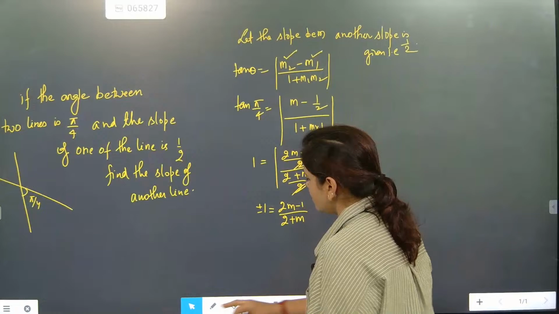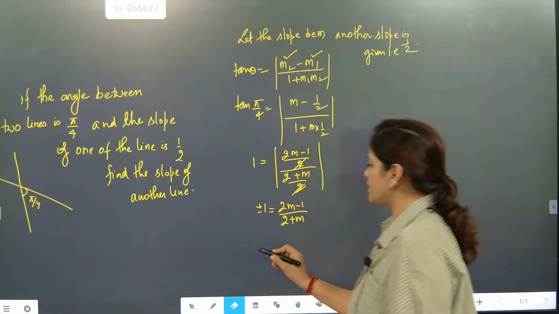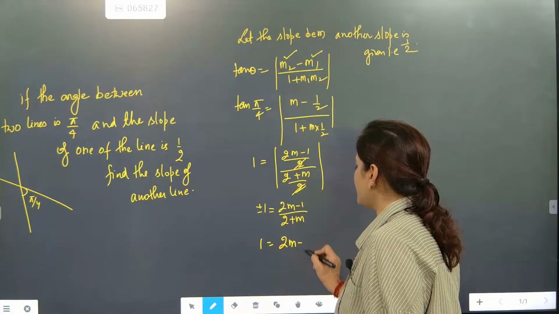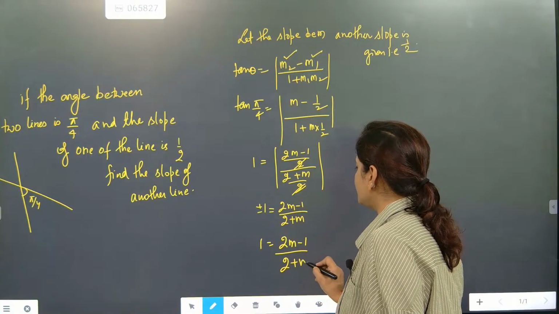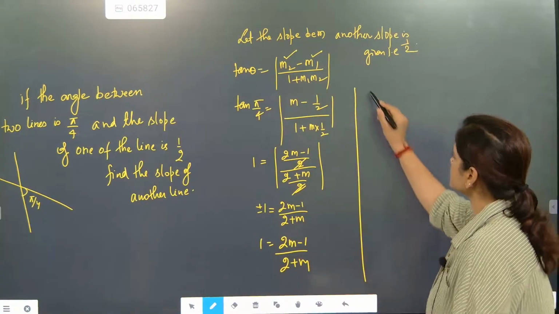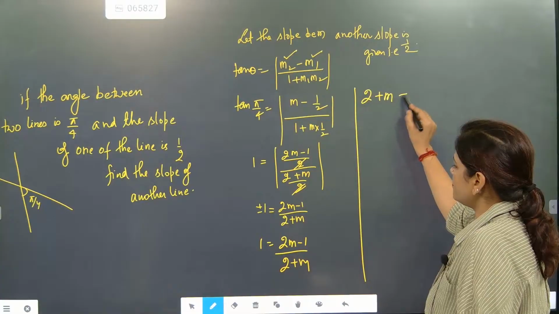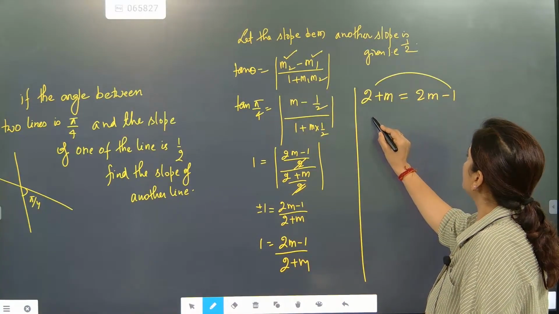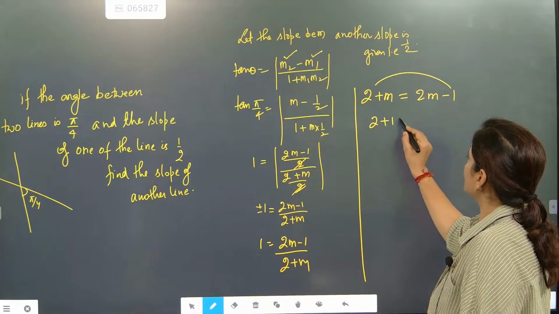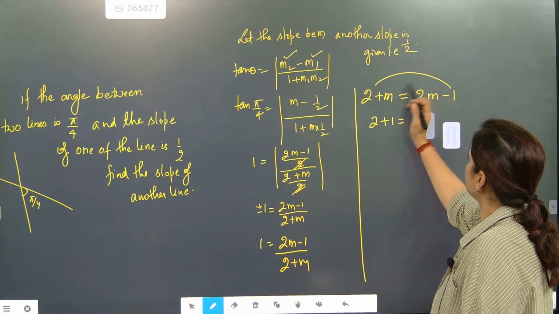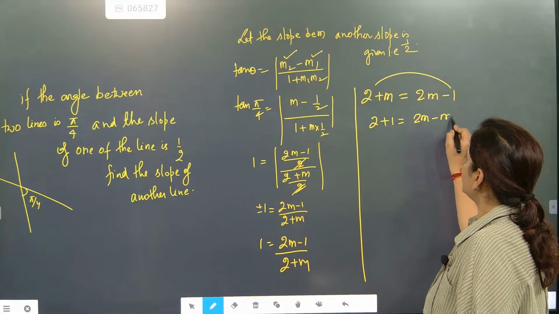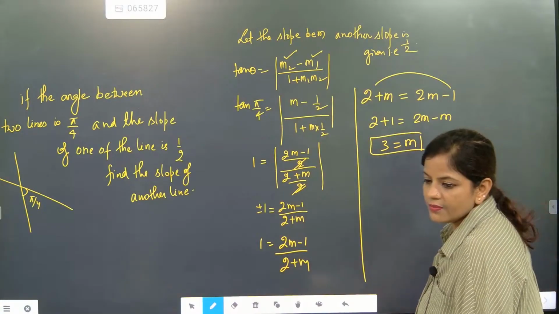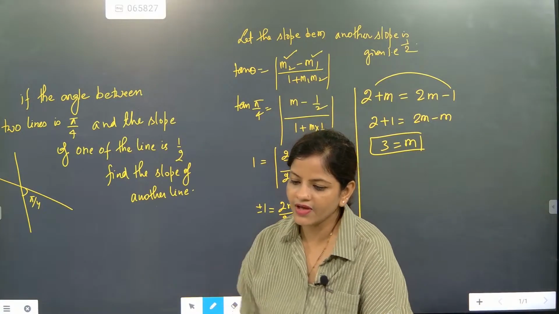Let's check this one out. One time when we are taking plus, 1 is equal to (2m minus 1) by (2 plus m). Then 2 plus m is equal to 2m minus 1. Shift this side, so it is coming 2 plus 1 is equal to 2m minus m. So 3 is equal to m. So one time the m value is coming as 3.